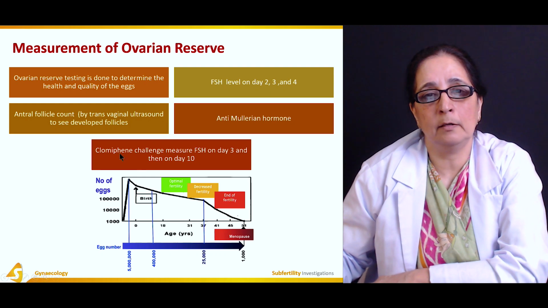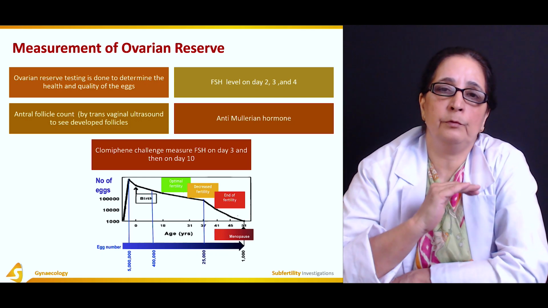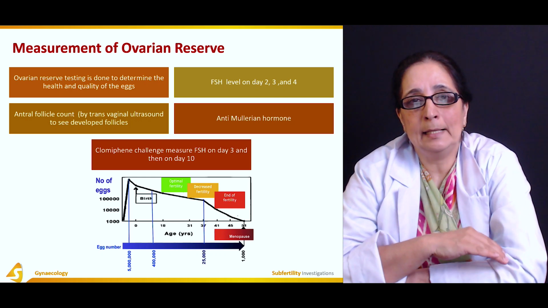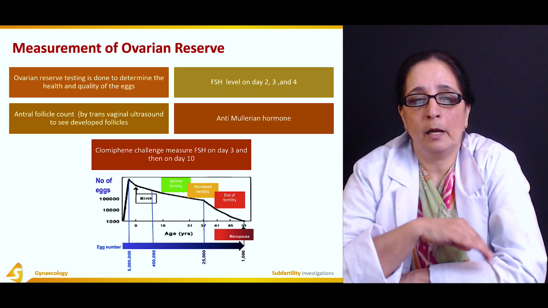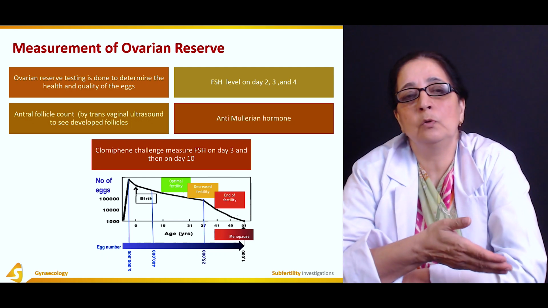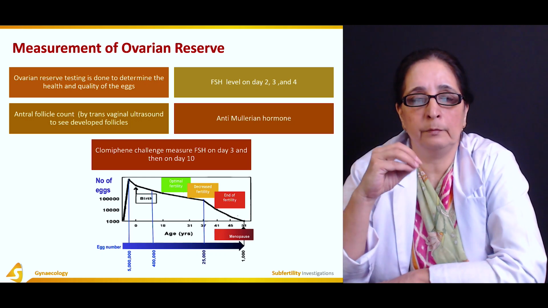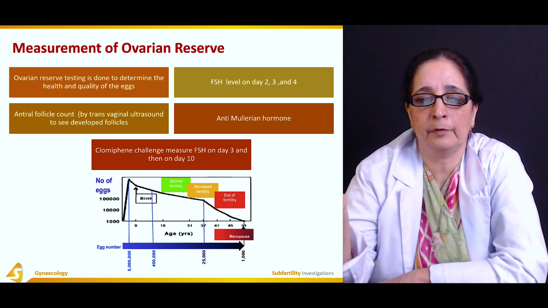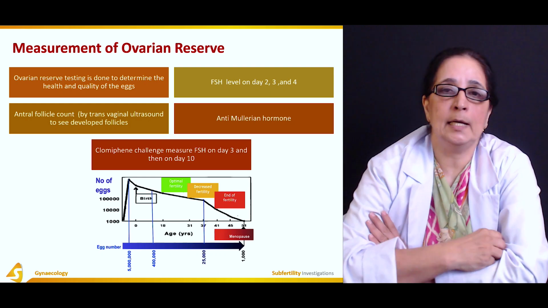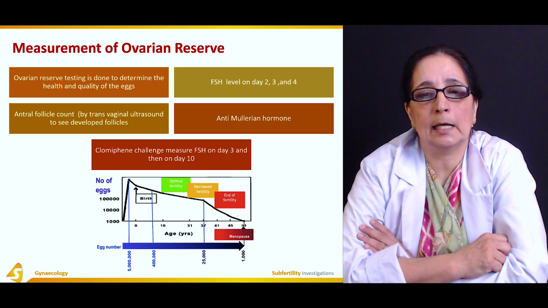So measurement of the ovarian reserve is mainly performed to find out the ability of the ovaries to produce healthy normal eggs, and if the ovaries are still able to respond to clomiphene stimulation. So we should rely on the ovaries for further testings or for further procedures like intrauterine insemination and IVF or in vitro fertilization.